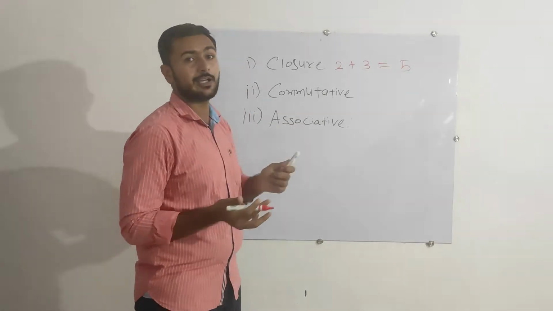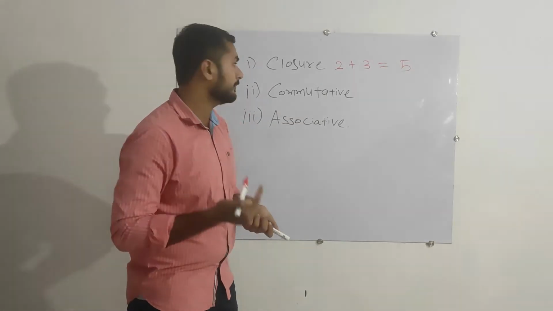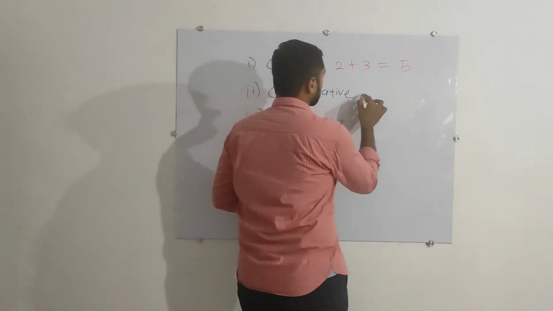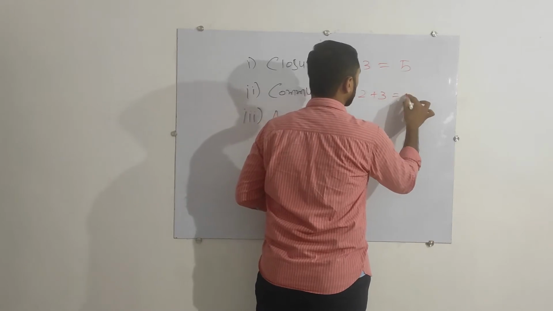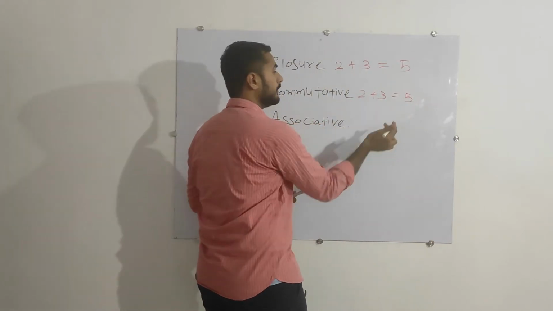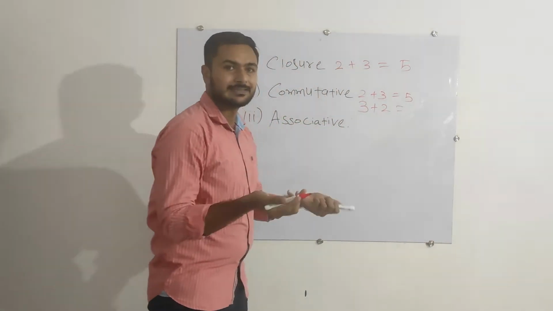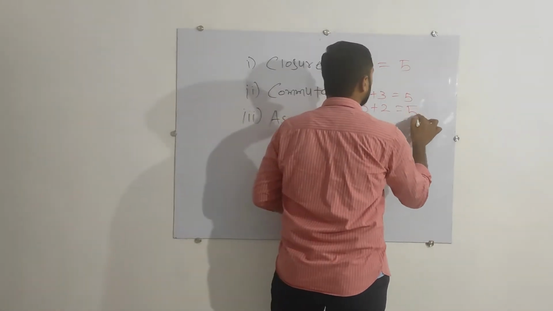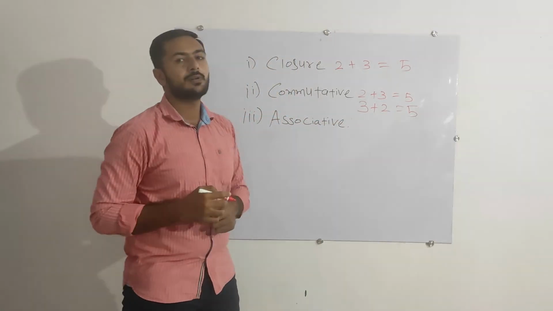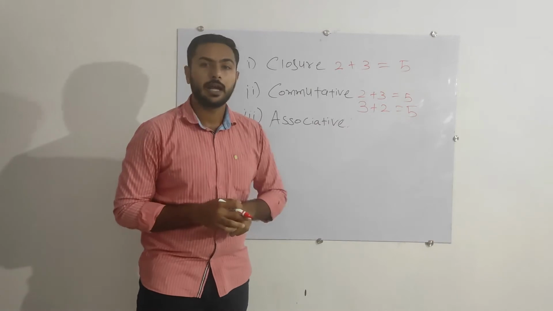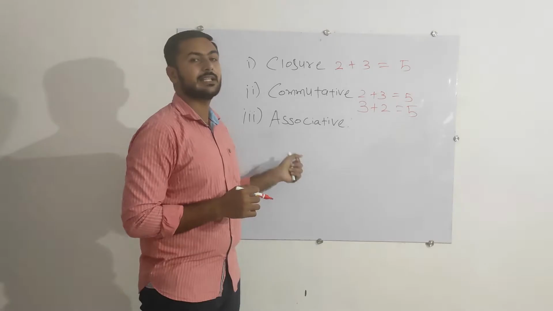Same for the commutative. In commutative, what will we do? We will shuffle the numbers, and if the answer is the same, it means that it is commutative. Like 2 plus 3, that is 5. As well as I will shuffle these numbers, so 3 plus 2, the answer will be the same. That's 5. It means natural numbers are commutative under addition. And the last one was the associative.